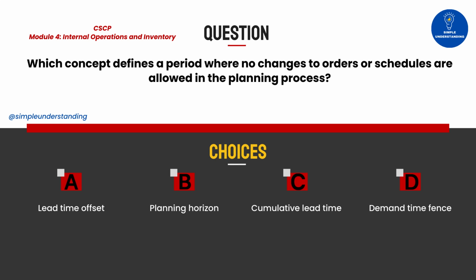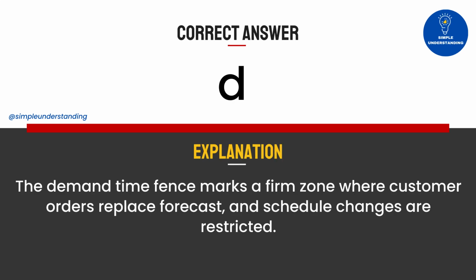2. Which concept defines a period where no changes to orders or schedules are allowed in the planning process? A. Lead time offset. B. Planning horizon. C. Cumulative lead time. D. Demand time fence. Correct answer, D. Explanation: the demand time fence defines a firm zone in planning where schedules are frozen to maintain stability.